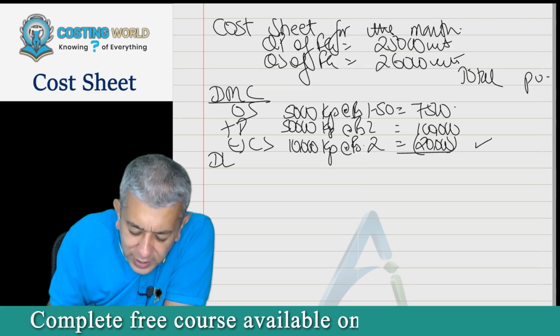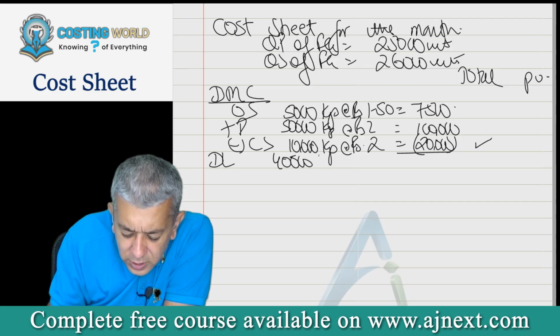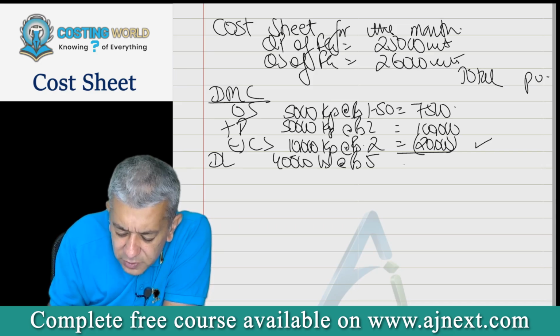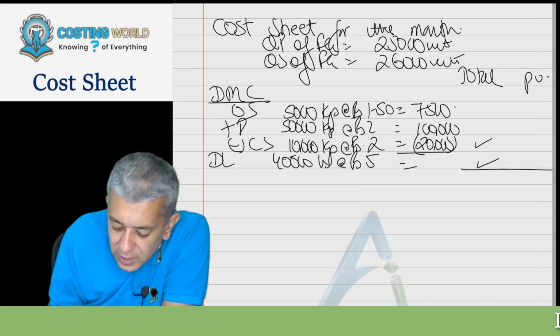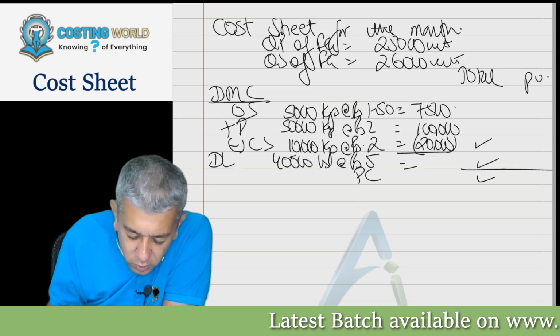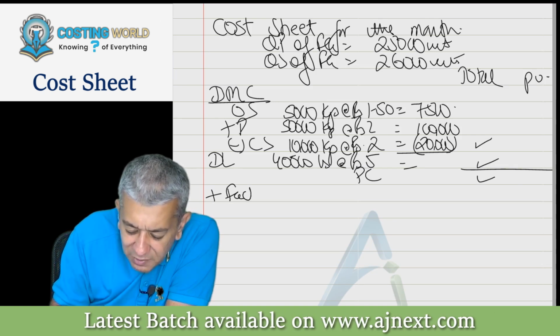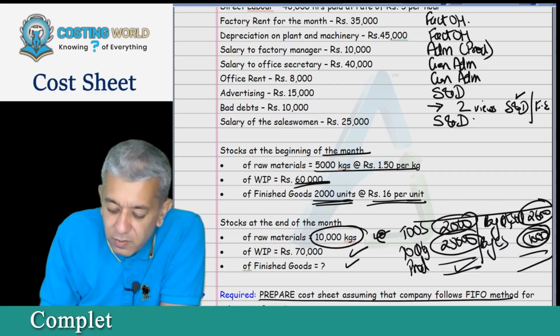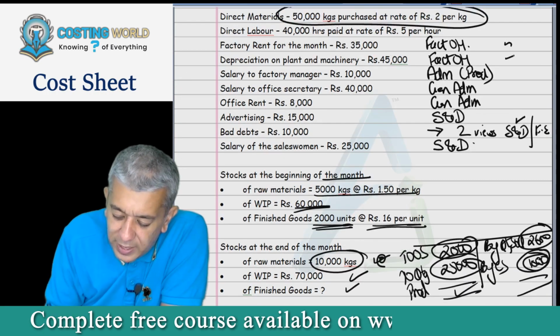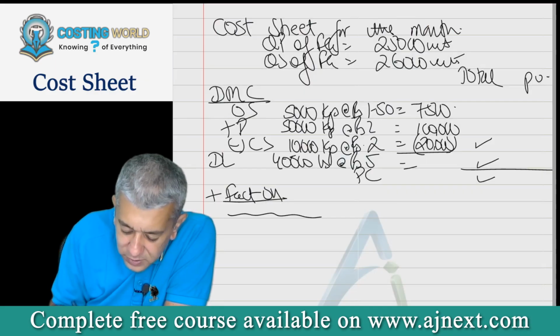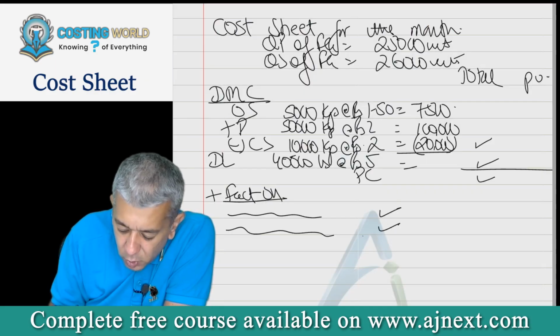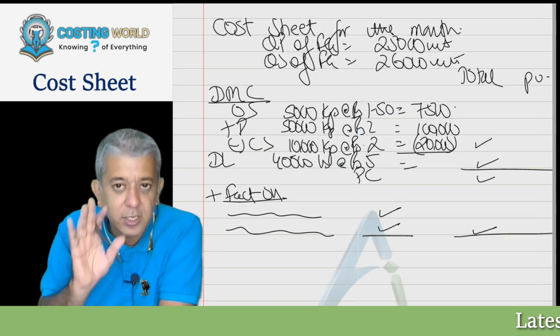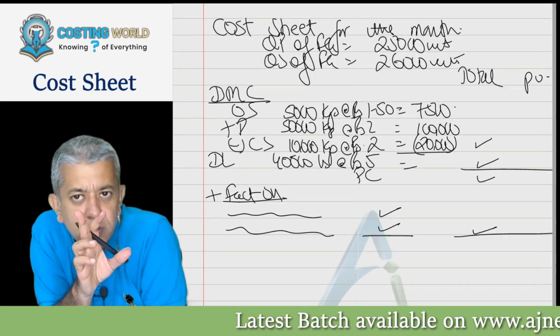Then you have your direct labor, 40,000 hours at the rate of rupees 5, I guess. So 2 lakh rupees. This will start to give you your prime cost. After that, add factory overheads. Now, there were 2 factory overheads, 1 and 2. You're going to be writing the names and the amounts in the inner column. Total over here. Is that all okay for everybody? Understood? Yes, sir.